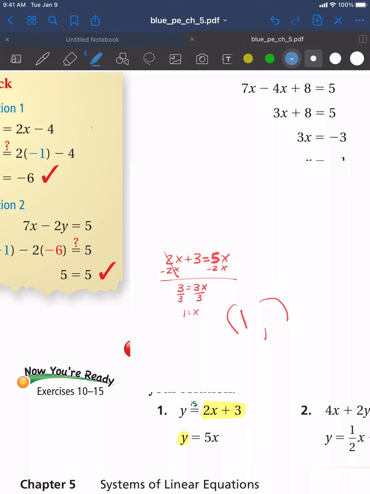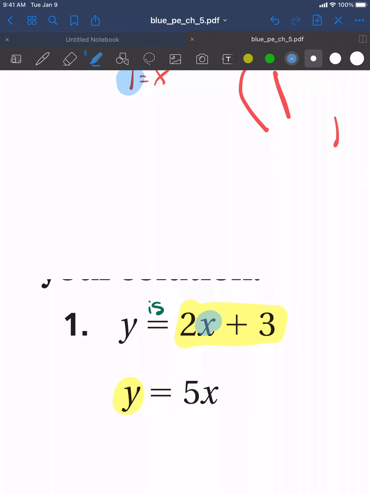Now, this one's kind of fun, you guys. X is 1, correct? Could I plug 1 in for x here and get the right answer? Yes. Could I also plug 1 in for x here and get the right answer? Yes. I think I want to choose the bottom equation because isn't that one really easy? What's 1 times 5? It's 5.